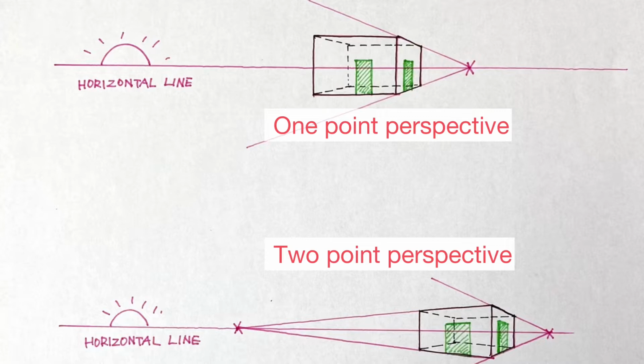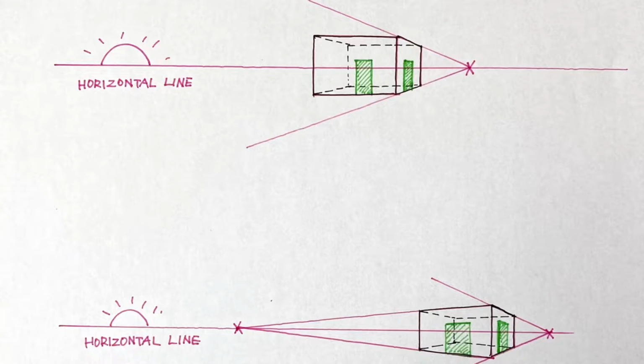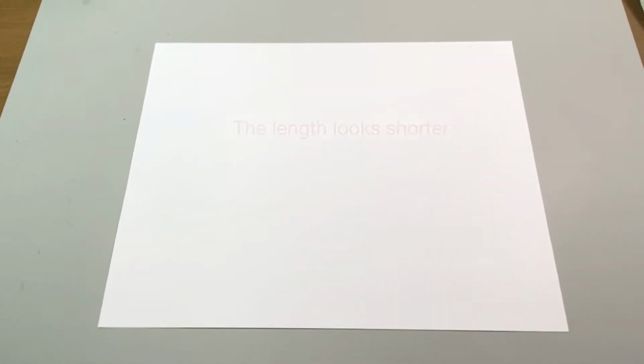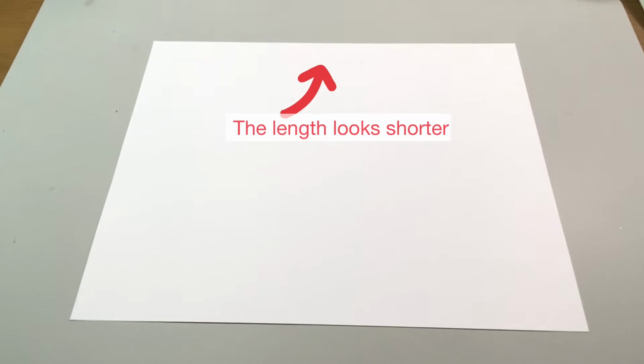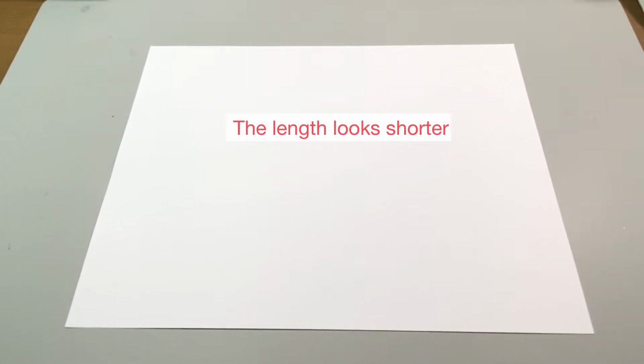Let's take a building for example. If you stay close to a building, the building looks much taller and bigger. If you stay far away, the building looks much smaller. That is what we call perspective. We put a piece of paper in front of us. When we move our camera, you can see this line is getting much shorter.